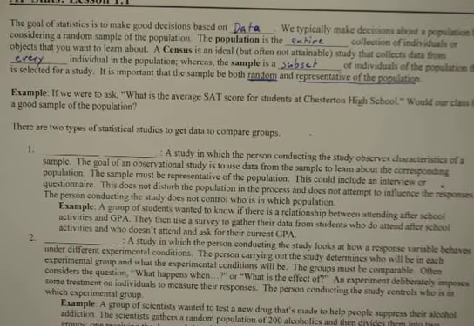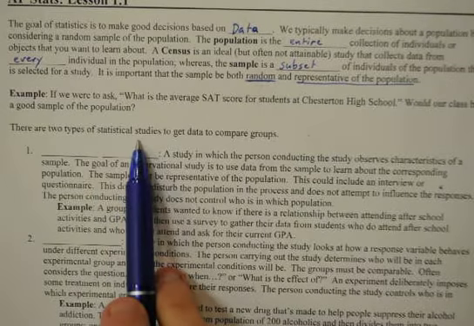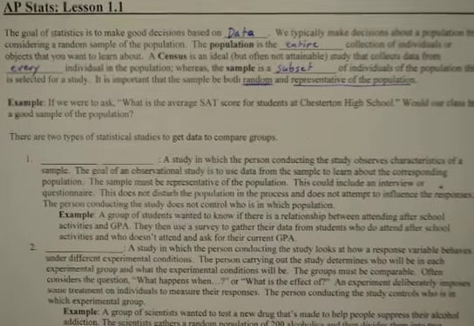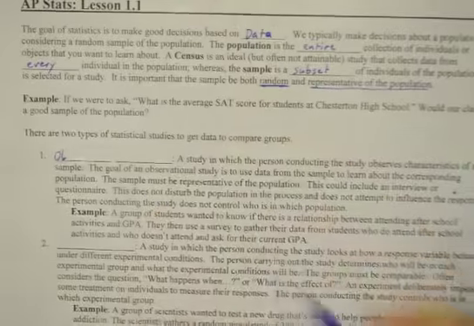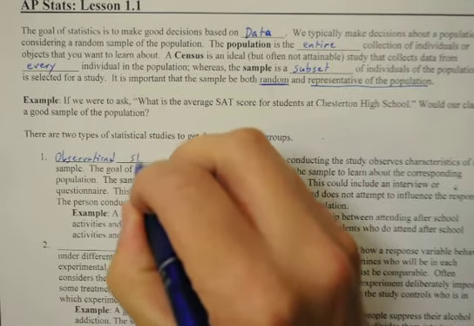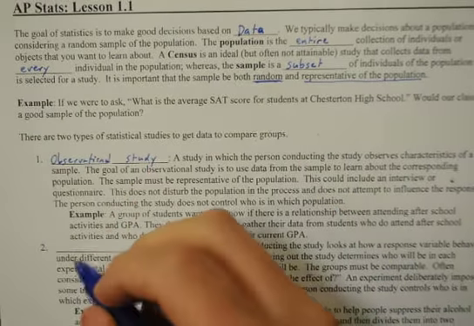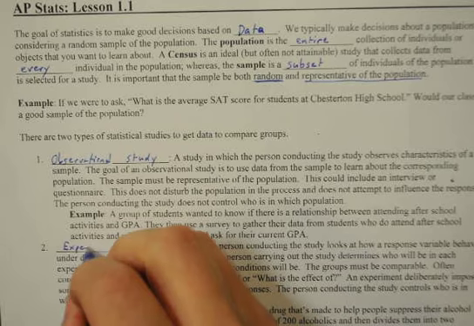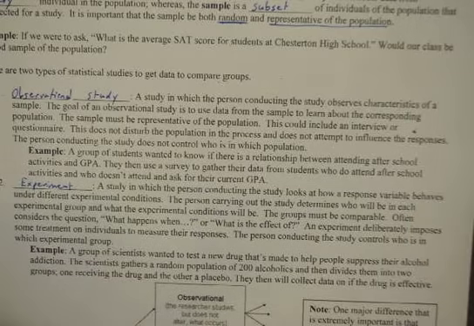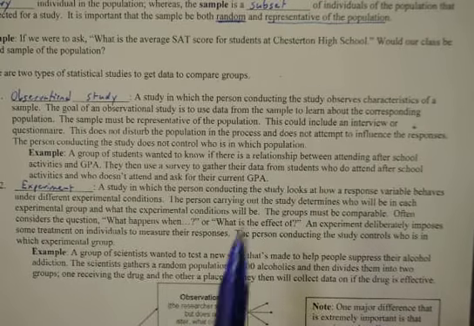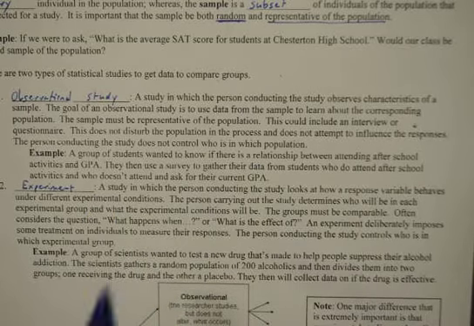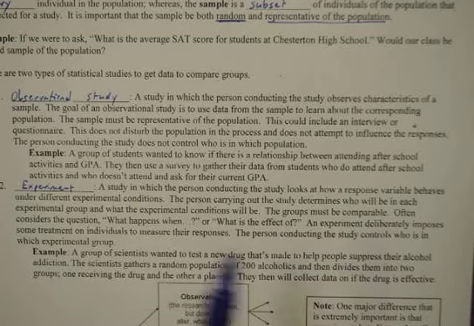So the big takeaway is a real quick lesson. There are two types of statistical studies to get data to compare groups. The first one is called an observational study. The second one is called an experiment. Okay, pause the video and just read through this. Okay, there's an example. We'll go through the example. Basically, the experiment is hands-on. You're controlling things. An observational study, you're just observing data.